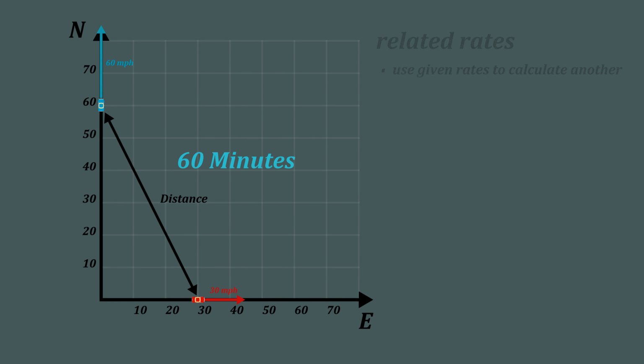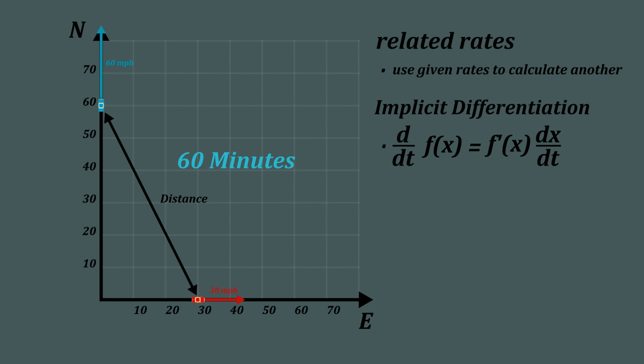To solve this problem, we need to use related rates and implicit differentiation. Implicit differentiation says that our variables are implicitly dependent on other variables, usually time. In this problem, N and my distance from each other is dependent on time. Since N is driving at 60 miles per hour, after 1 hour, N has traveled 60 miles north, and after 1 hour, I've driven 30 miles east.